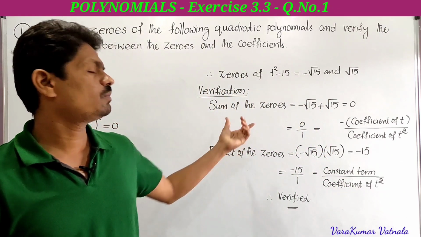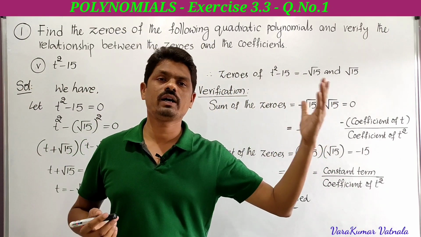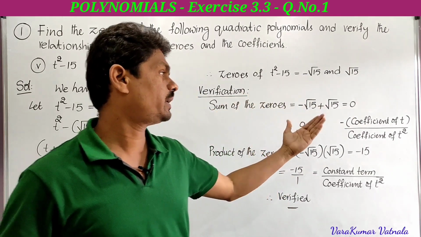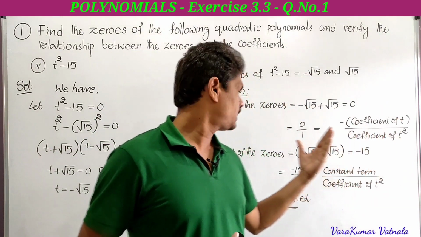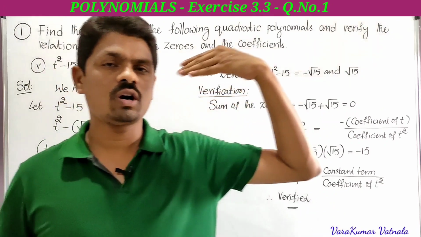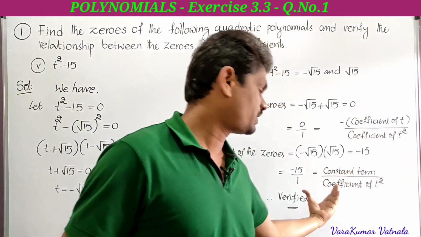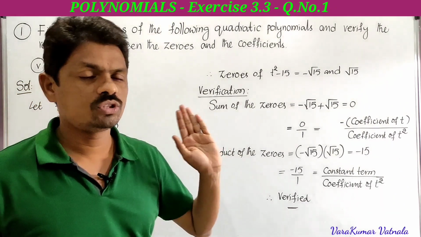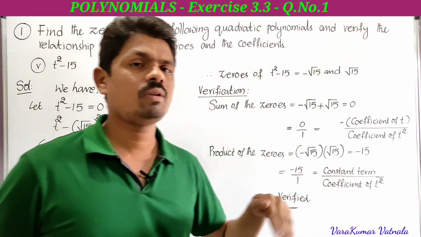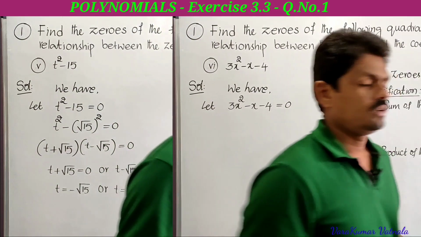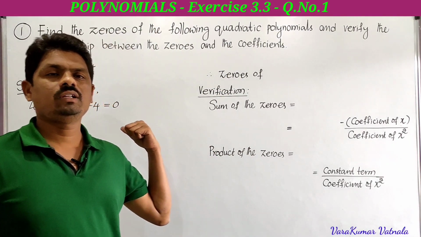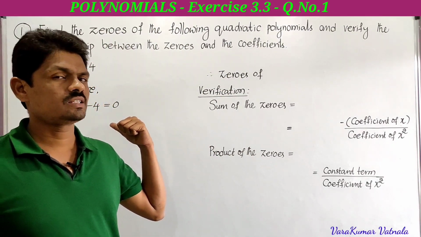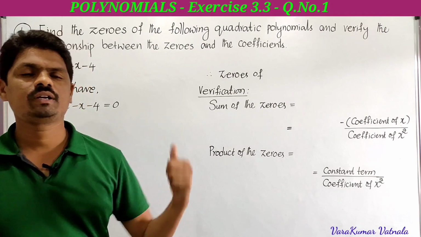So we just have to remember: sum of the zeros equal to minus of coefficient of t divided by coefficient of t square, and product of the zeros equal to constant term divided by coefficient of t square, since here the variable is t. So this is the fifth bit in the first problem. Next we have to solve the sixth bit. This is the sixth bit in the first problem. Totally there are 6 bits. We have completed 5 bits.